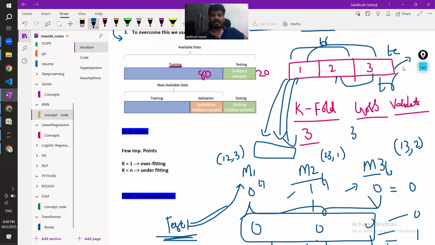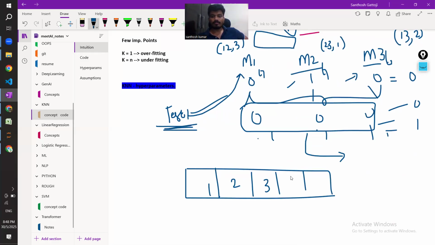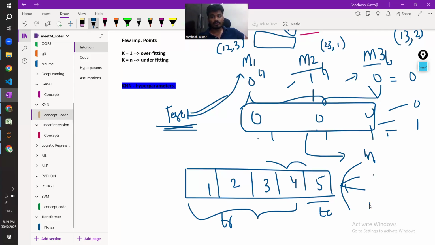If you're having 5 parts, then 4 parts will become training and 1 part will become test. Each part will get the chance of becoming test. Then you will have 5 models: model 1, 2, 3, 4, model 5. The test data set will be passed to each of these, each will give one prediction, and you take the majority as the final prediction. Clear?